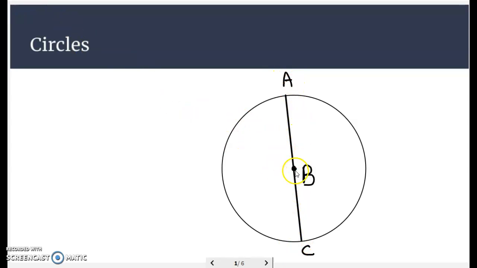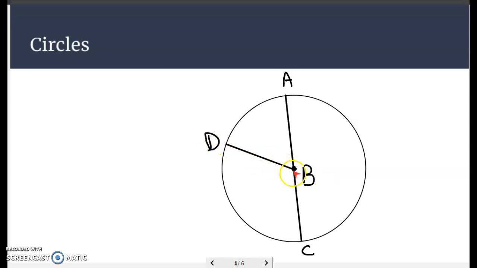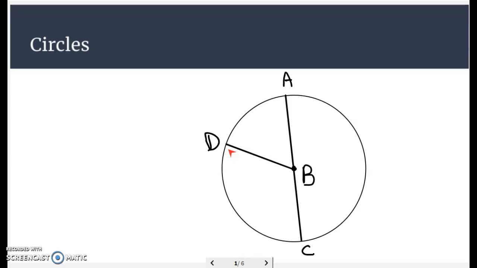Now say we go from the center to the edge. That's only half of the diameter. We call that the radius, a radius right here, DB or BD, usually in alphabetical order. It's important to know that the radius is half the diameter. The diameter is twice the radius.